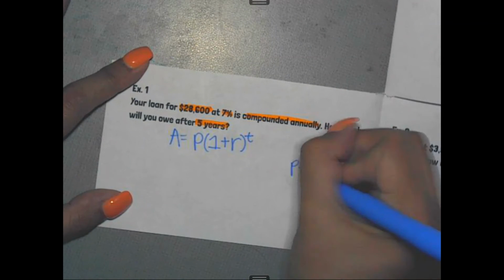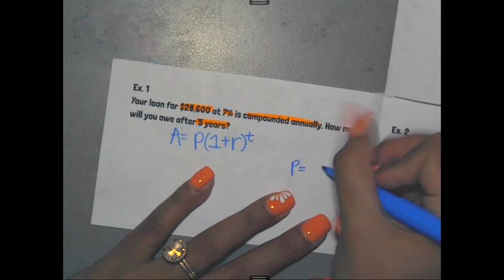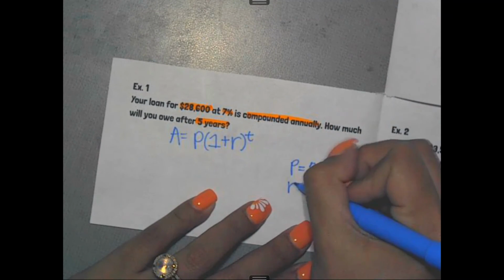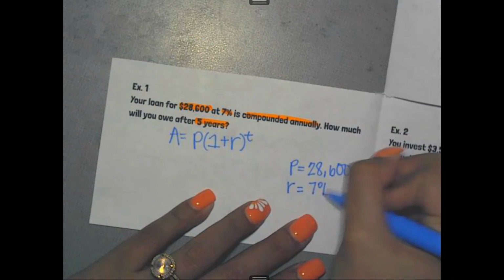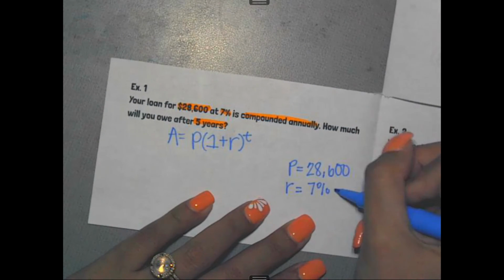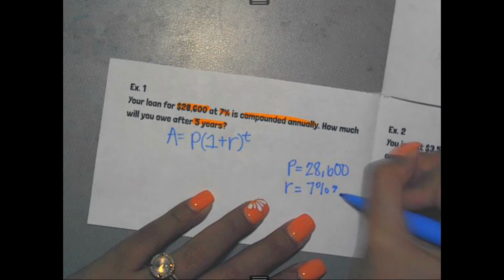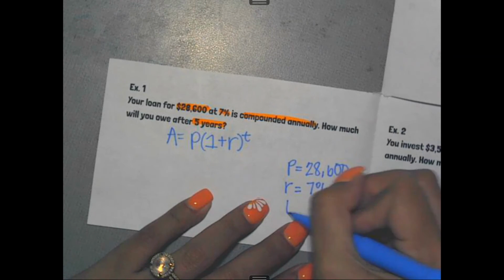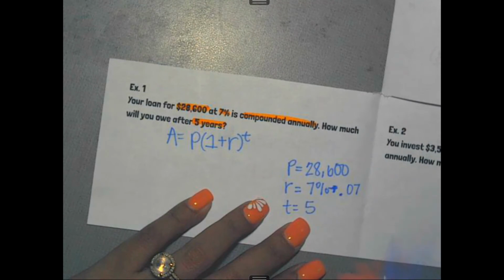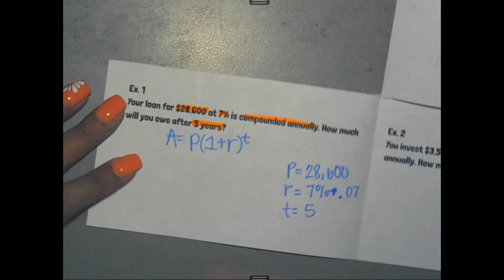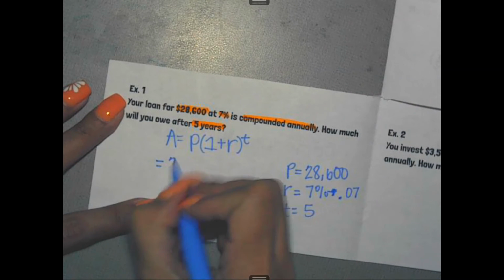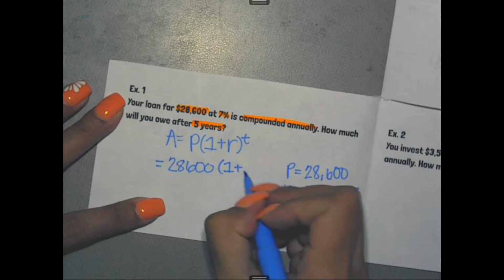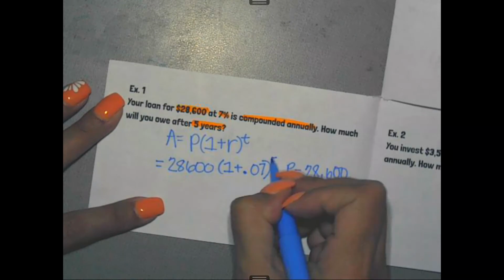So my P, my principal, my starting value is 28,600. My R, my rate is 7%. But just like with simple interest, I need to turn this into a decimal. So 0.07. And then my T is 5 years. So I'm going to plug this into my formula. 28,600 times 1 plus 0.07 to the 5th power.